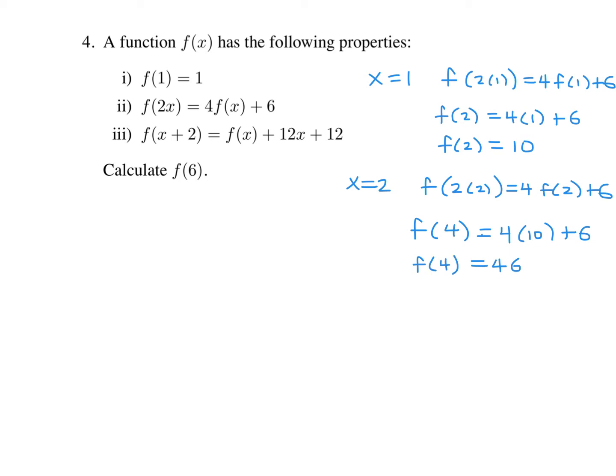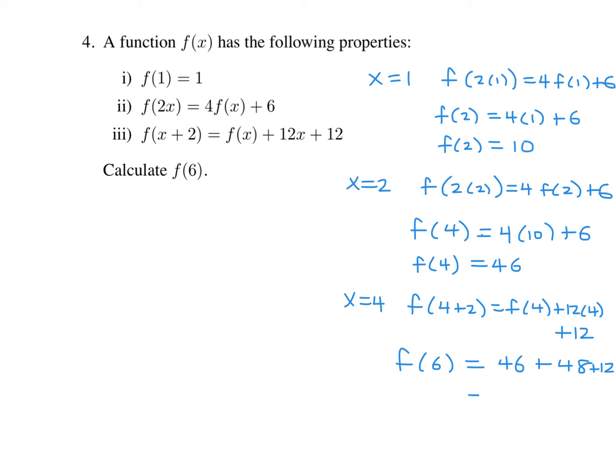Okay. Now, let's see, where do we want to go? I think we can jump to this guy now and use f at x plus 2 with x being 4. So that would mean f at 4 plus 2 is equal to f at 4 plus 12 times 4 plus 12. This is f at 6, which is what we want to figure out. And this is going to be f at 4, which is 46 from up here, plus 12 times 4 is 48, plus 12. And that is 60 plus 46, 106.